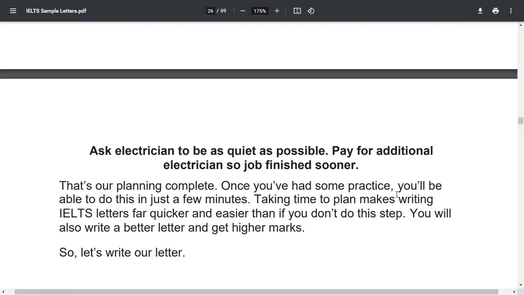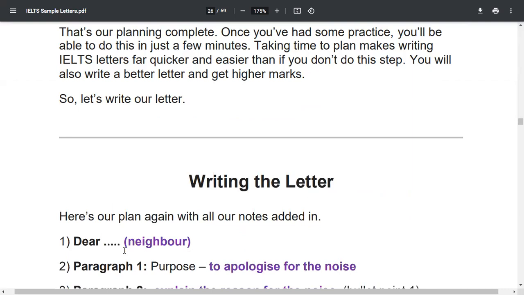Once you've had some practice, you will be able to do this in just a few minutes. Taking time to plan makes writing IELTS letters far quicker and easier than if you don't do this step. You will also write a better letter and get higher marks. So let's write our letter.